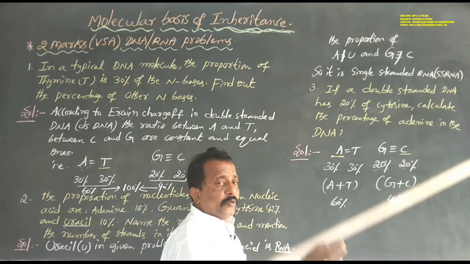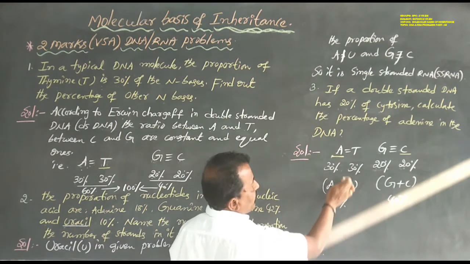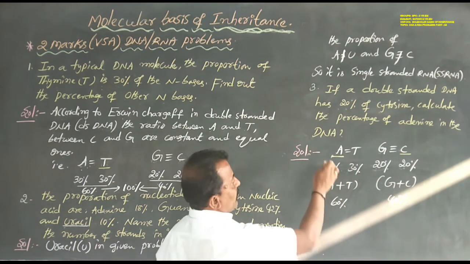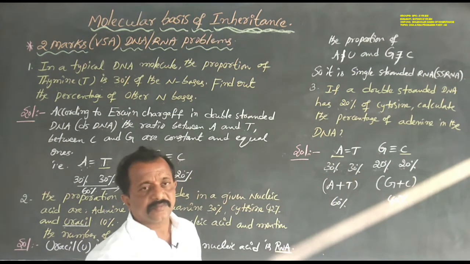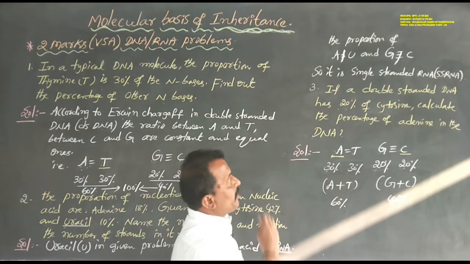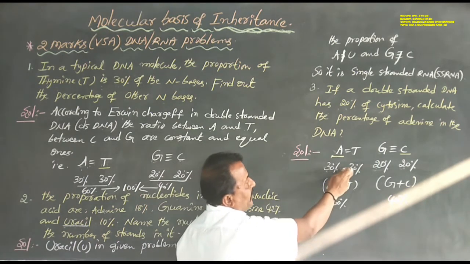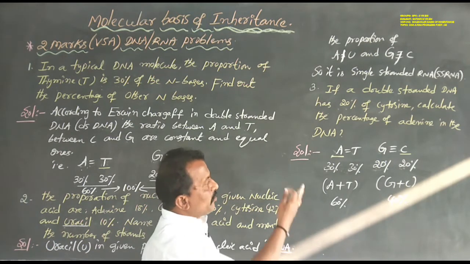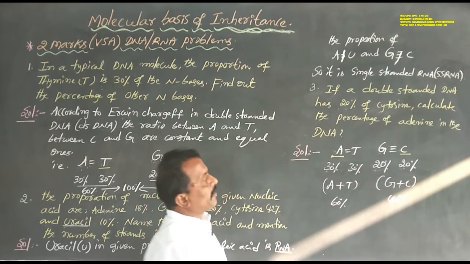This 60% is to be distributed in equal ratio between adenine and thymine. So half of 60% is 30% plus 30%. One 30% will be adenine and the remaining 30% will be thymine. So dear students, cytosine is 20%, and the percentage of adenine is 30%. If cytosine is 20%, then guanine is also 20%, thymine is 30%, and adenine is also 30%.